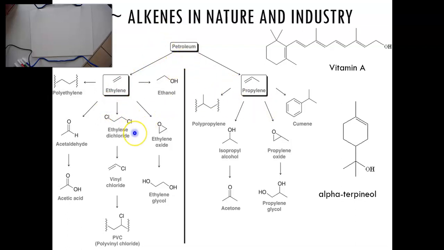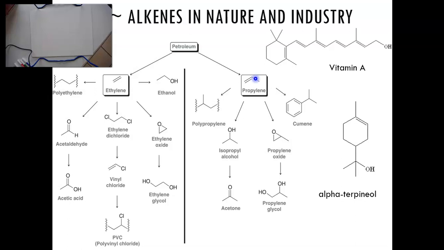And then from those two small molecules we can make a huge amount of chemicals. So ethylene and propylene are very important starting materials in a lot of our industrial processes. And when we say industrial, you might think of an oil refinery or something big like that. But this means that they're going into any type of factory or any type of manufacturing plant.